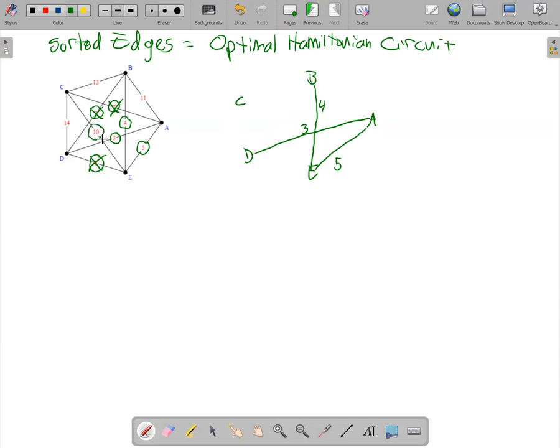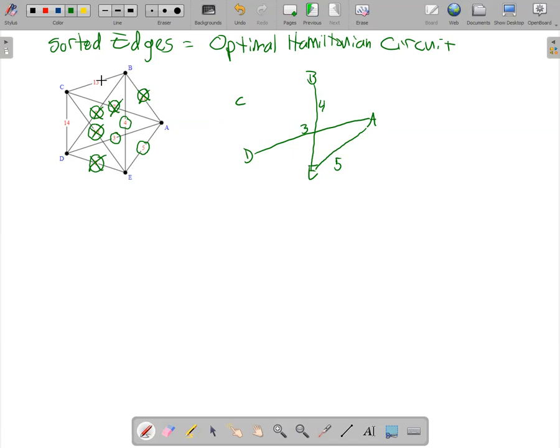10, can I pick 10? 10 goes from C to E, which makes degree 3, so I can't pick that one either. So I had a lucky start. Now I'm hitting some dead ends, but this will always follow through. Let's see, next cheapest would be from B to A, which would make A degree 3. So that one right there is not acceptable either.